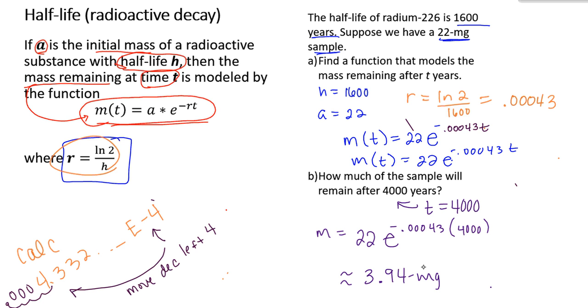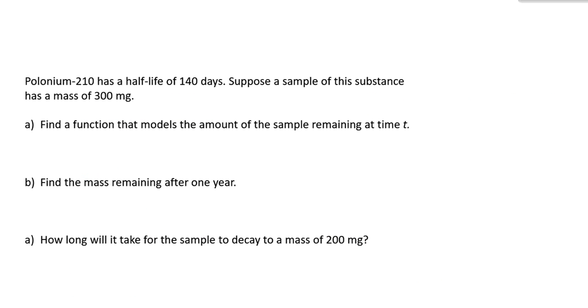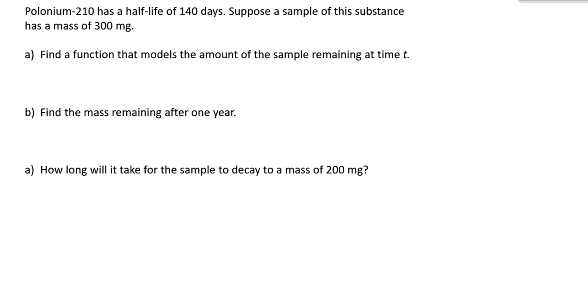So half-life radioactive decay is a huge application of exponential decay. All right, let's look at this one. Polonium-210 has a half-life, okay, keyword there, of 140 days. Suppose a sample of the substance has a mass of 300 milligrams. That's our starting value. So this right here is our H. This right here is our A. Find a function that models the amount of the sample remaining at time t.